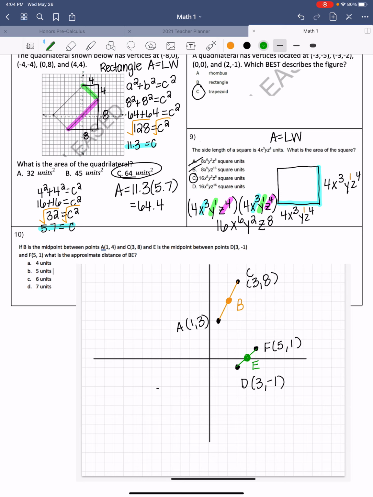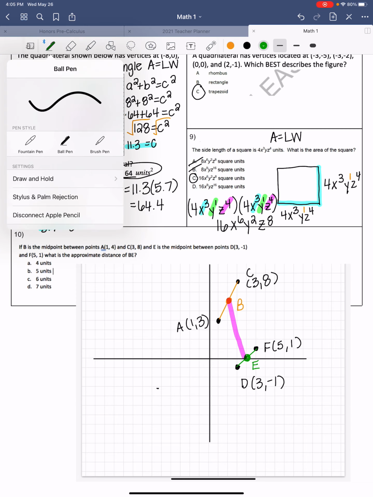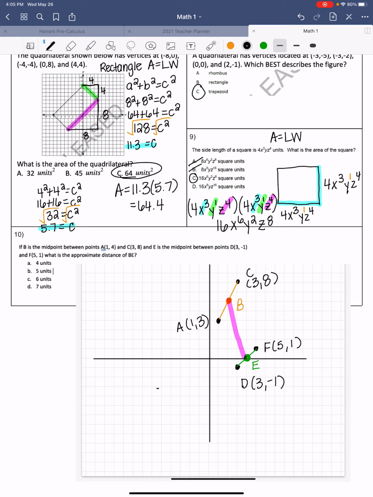Now, what they want is they want us to find the distance between B and E. Well, how do we find that distance? Well, the first thing we got to do is find the midpoint and where it's located, okay? In order to find the distance, we got to make sure that point is where it should be. And once we know the point is correct, then we can do our Pythagorean theorem. All right, so midpoint here, remember we add up our x's, so midpoint formula is x1 plus x2 divided by 2, then y1 plus y2 divided by 2 for midpoint.